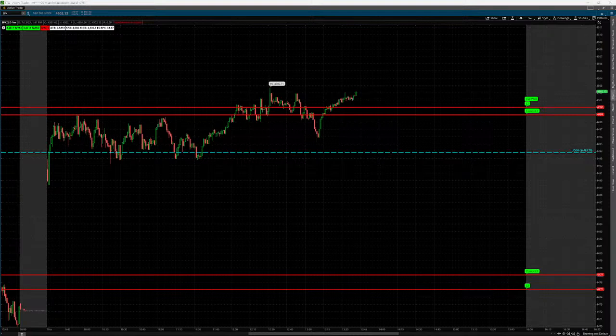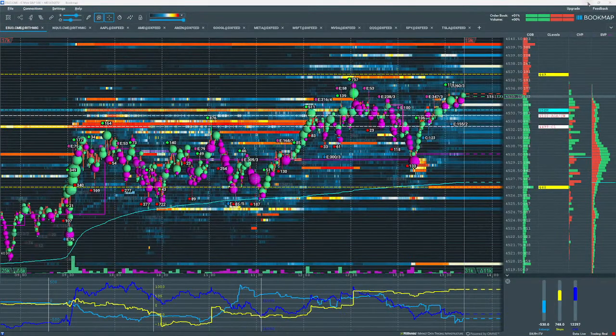So SPX traded in a pretty narrow range this morning, really chopped around for quite a while, and it looks like around the European close, then it broke above, for the last time, above the upper daily expected move, and is now above all the levels on the chart. All right, let's take a look at Bookmap now.